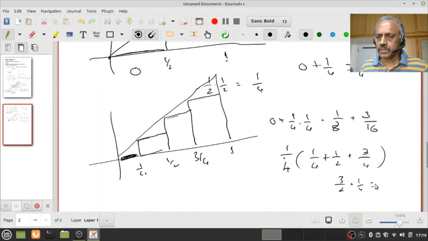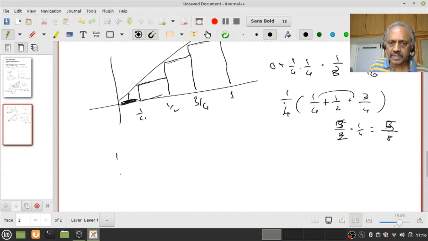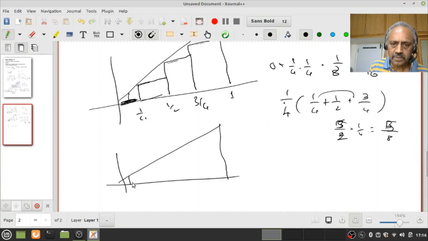I think something is wrong, but let us see. This is 1/4 plus half, therefore 5/8. Sorry, 5 by 8. This is better than 1/4, because 1/4 is 2/8. Whatever else, I got 5/8, so I improved. So you can see that I can again go finer like this. I can keep on improving. Do you follow that? So this is the basic idea.